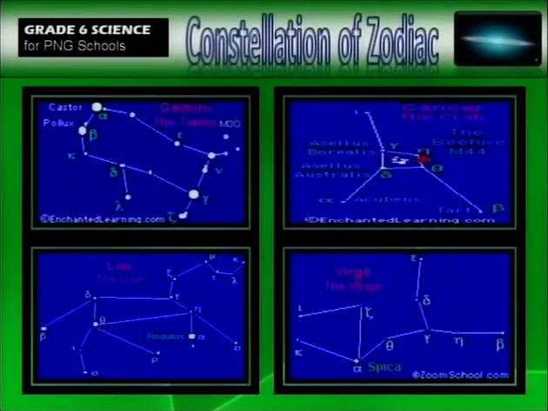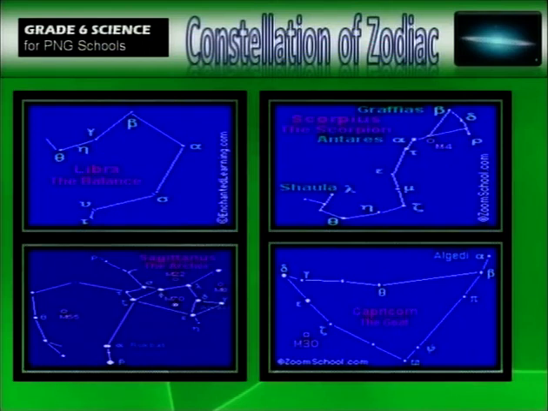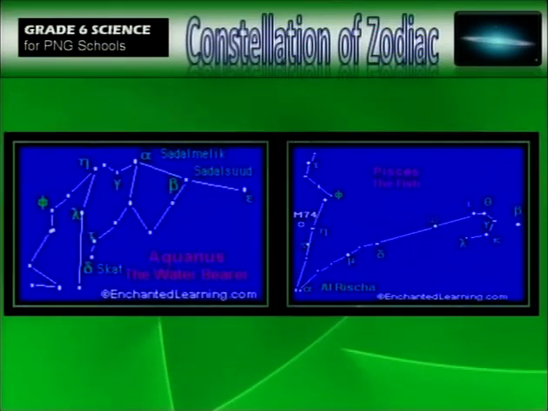Taurus, the bull, and you have Gemini, the twins, Cancer, the crab. When you look up in the sky, the Cancer star pattern looks like a crab. Leo, the lion. Virgo, the virgin. And you have Libra. Scorpius, the scorpion. Sagittarius, the archer, and Capricorn, the goat. So these are some star patterns that form animals, especially animals. And the last two, you have Aquarius and Pisces, the fish. So these are some of the star patterns or constellations of the zodiac.